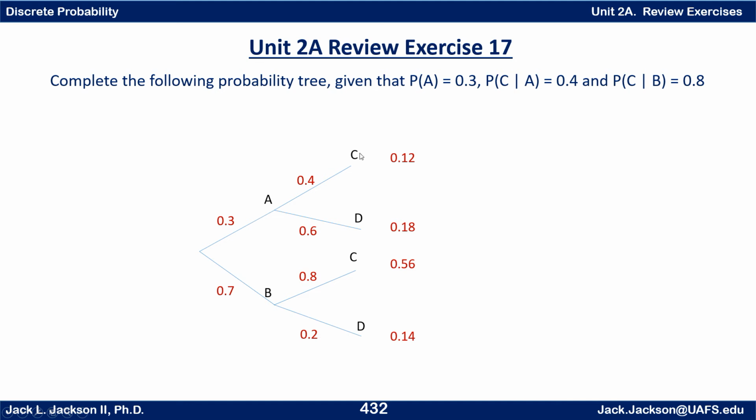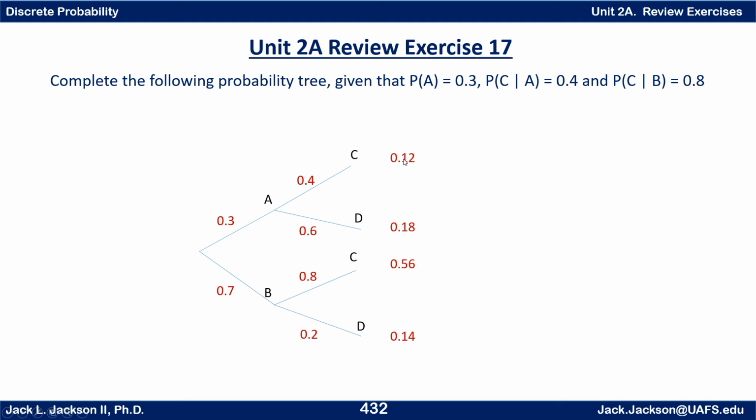0.12 is the probability of A and C happening. 0.18 is the probability of A and D happening. 0.56 is the probability of B and C, or B intersect C happening. 0.14 is the probability of D and B both happening.